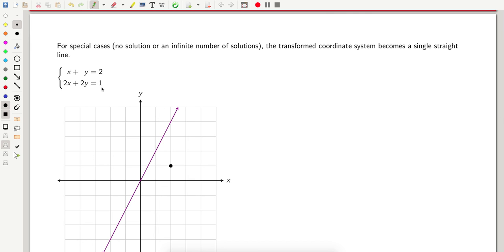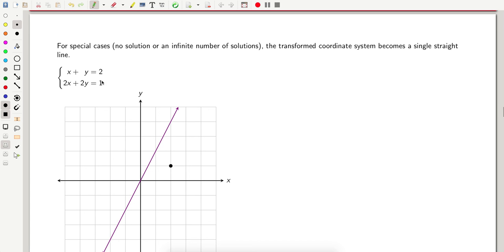Those lines were parallel. If we look at them in terms of vectors, we have the vector 1, 2, so over 1, up 2, here's i hat. We also have j hat at 1, 2. So i hat and j hat are parallel. They're scalar multiples of each other, in this case, scalar multiple of 1. So if we graph that new coordinate system, it just becomes a line.